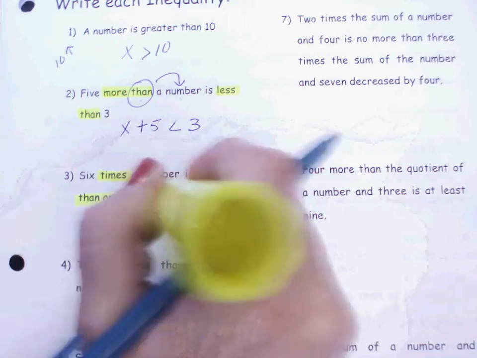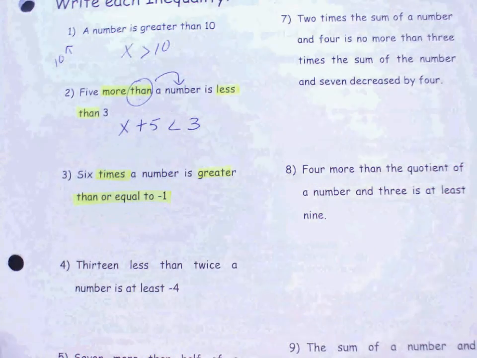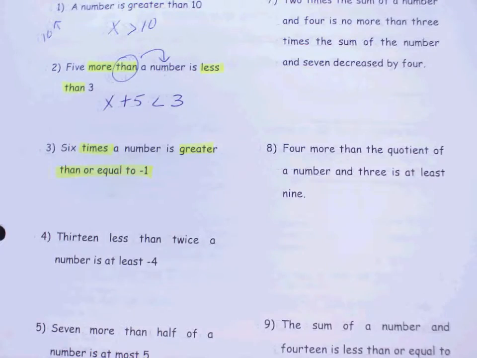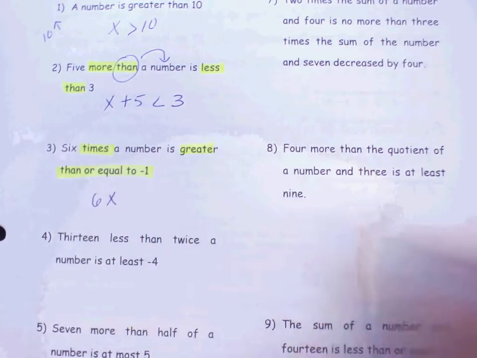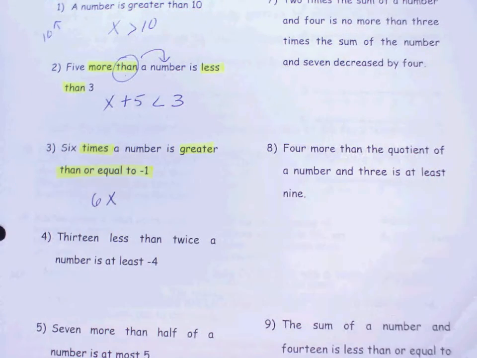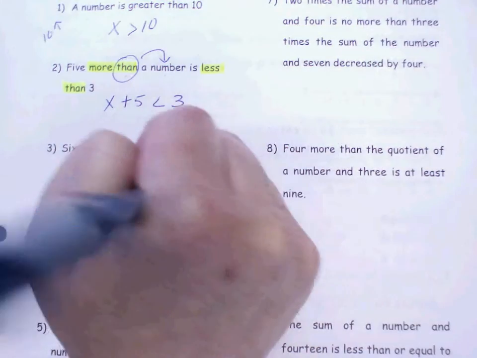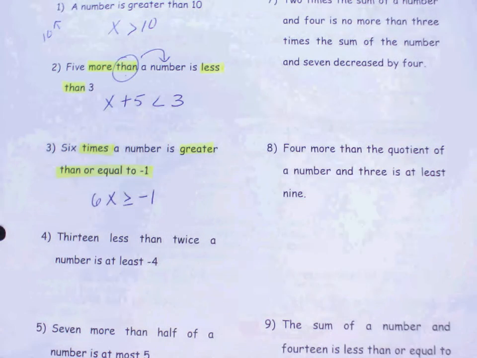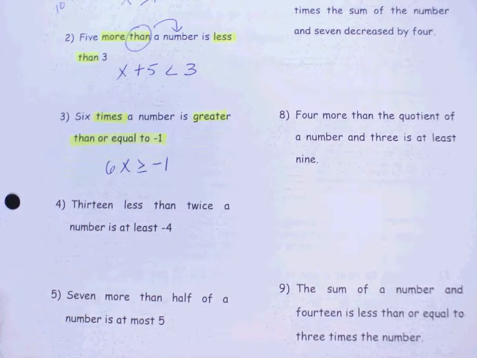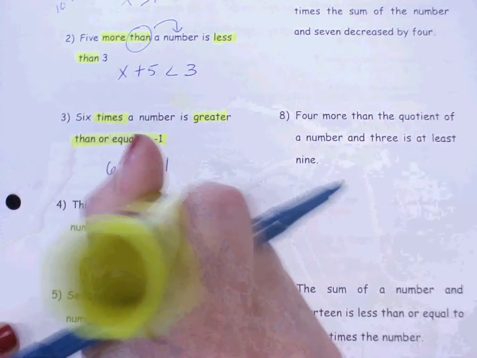6 times a number is greater than or equal to negative 1. So how do I translate 6 times a number? 6x. Very good. If it's greater than or equal to, exactly that, right? Greater than or equal to negative 1. Now, we're not solving when we do inequalities. We're just writing. So this should be really easy to do, because you guys have already written some really hard equations.